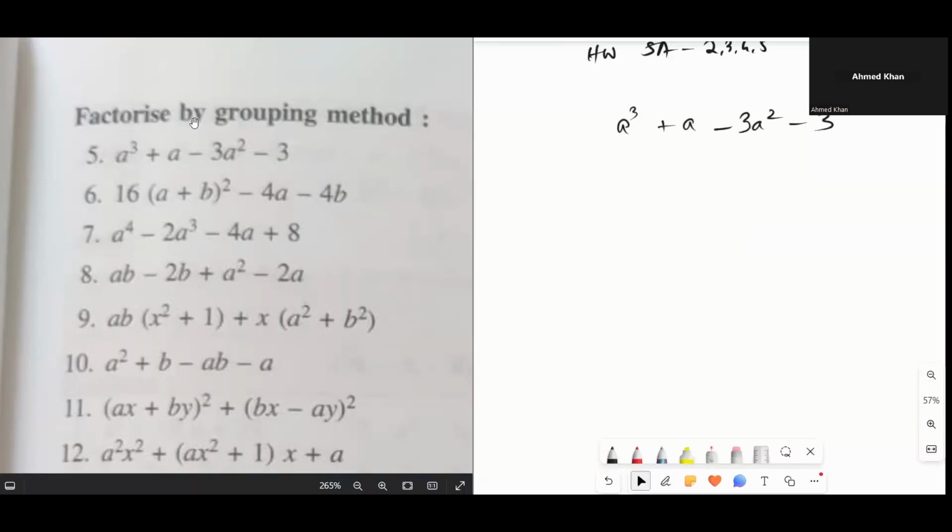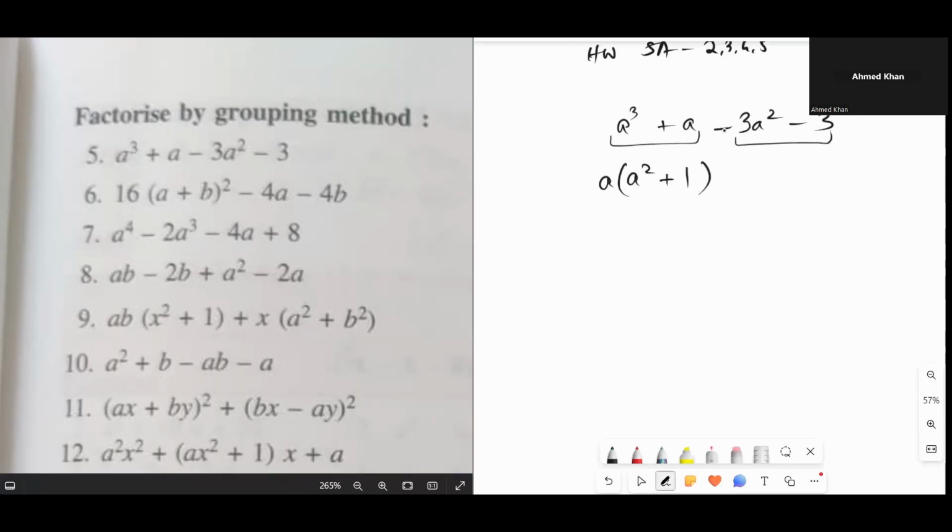So here we're following another method called factorize by grouping. Grouping means, say you group these two in one group, these two in one group. Now in the first 2 terms, is there anything common? A. So take that A out from the first 2 terms. What will you get in the bracket for this? A square plus 1, right? Because A into A square is A cube and A into 1 is A.